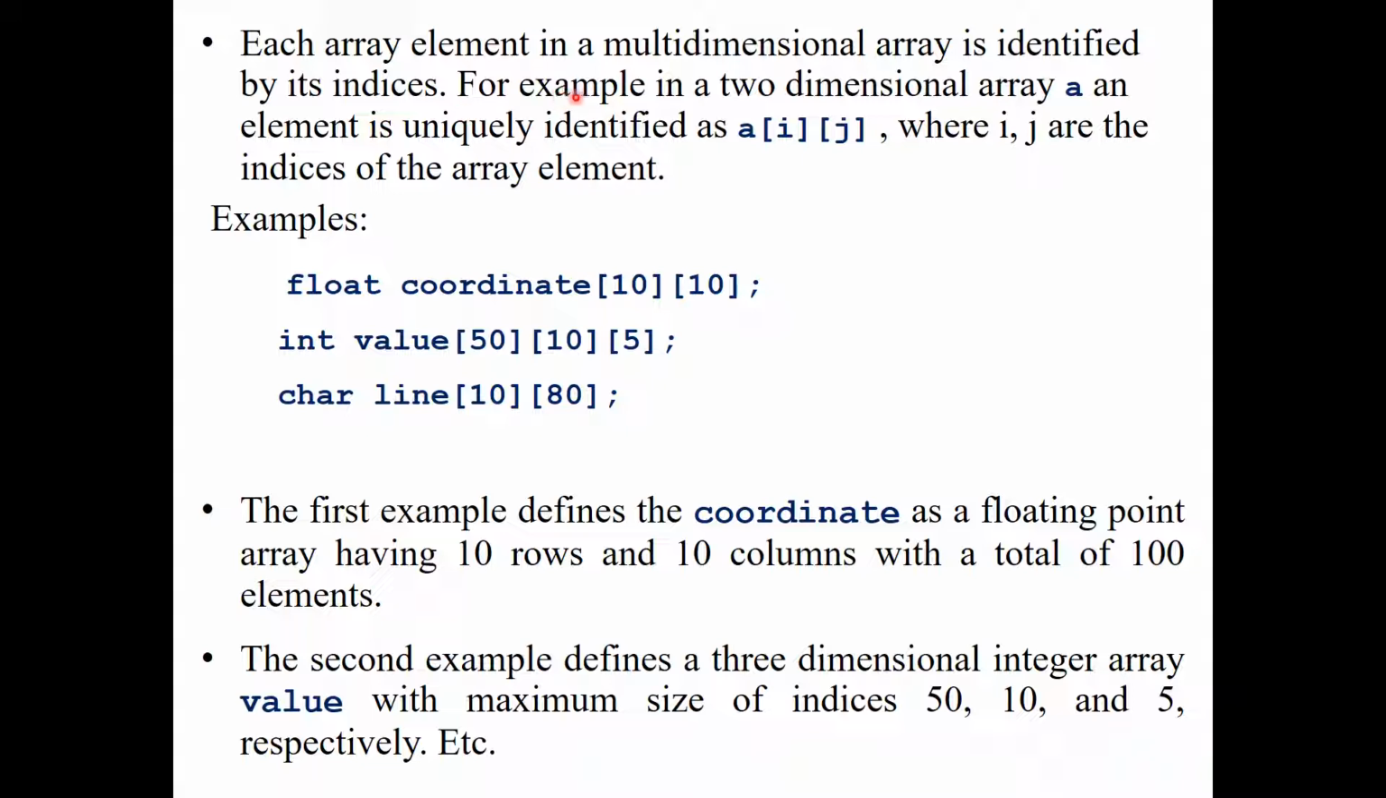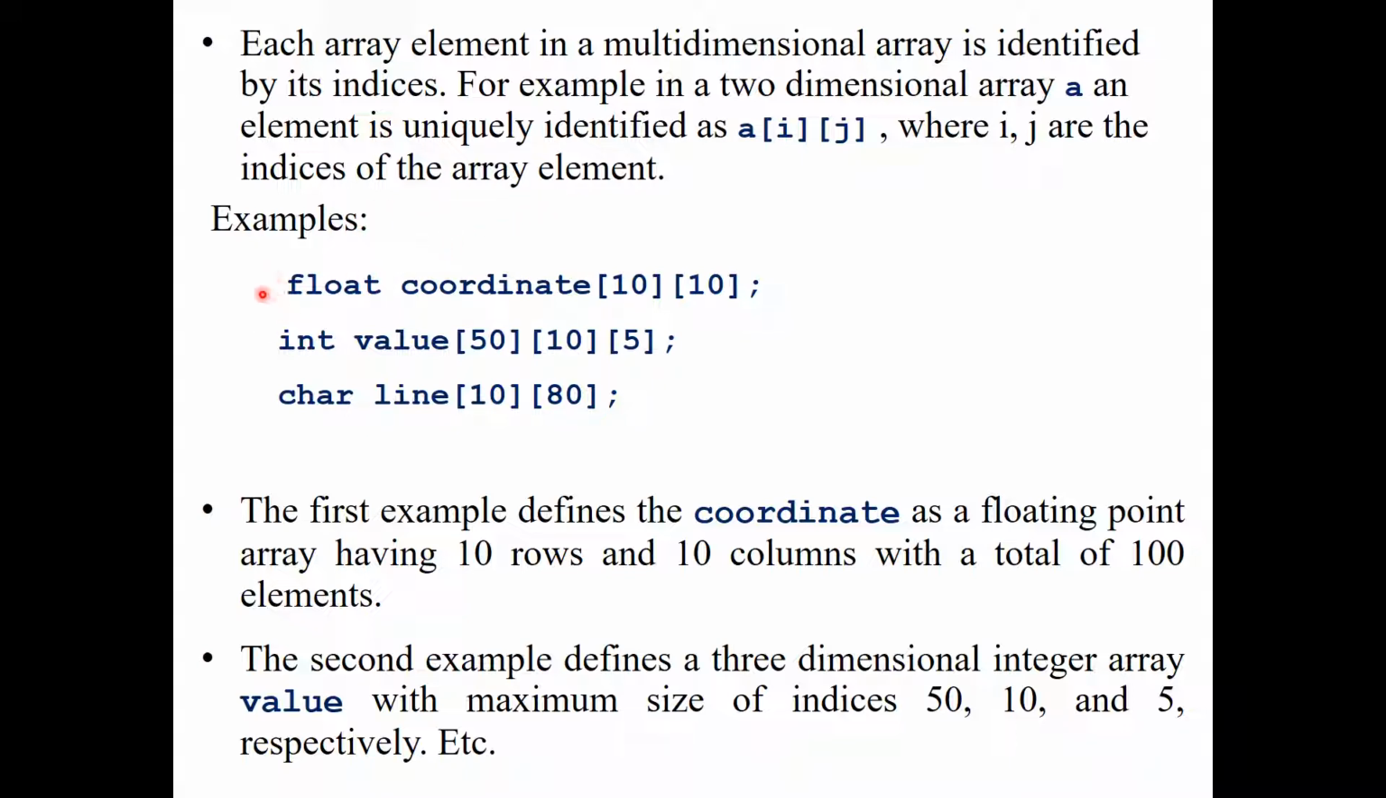So for example, in a 2D array, let's say you call it A, an element is uniquely defined. Its individual element will be defined as A[i][j]. If you remember the convention of writing matrices, Aij is the ith row and jth column element in a matrix. Similarly, in a 2D array, the element will be called A[i][j], where i and j are in square brackets, and they are the indices of the array element.